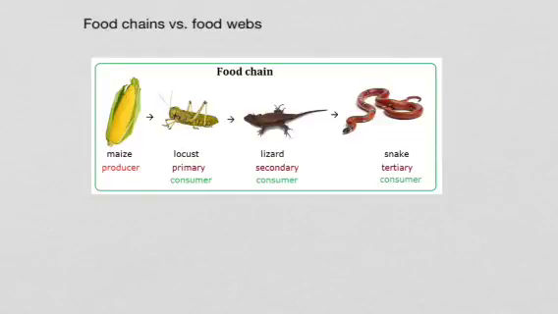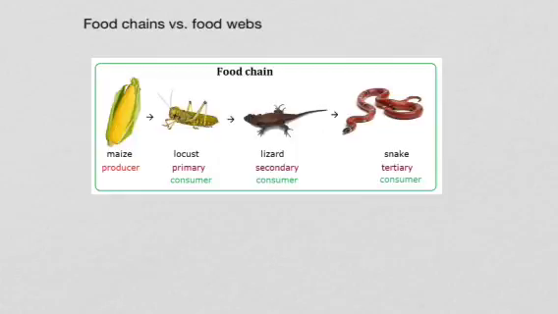We're going to look at the difference between a food chain and a food web, because both give different kinds of information pertaining to a specific ecosystem. First things first, we're going to look at the food chain. Now, a food chain is a linear description of what is going on in an ecosystem.